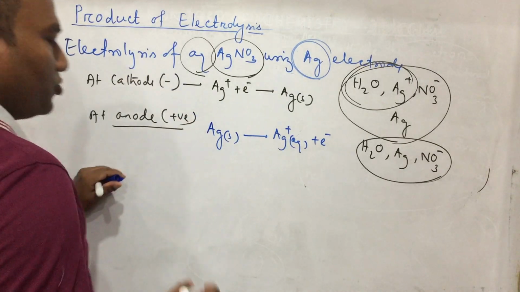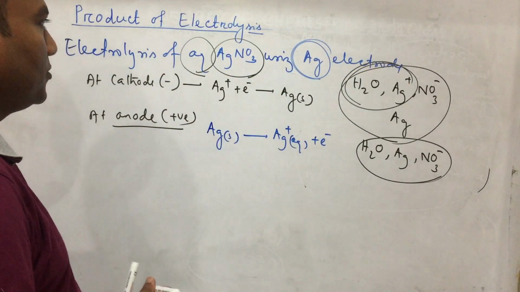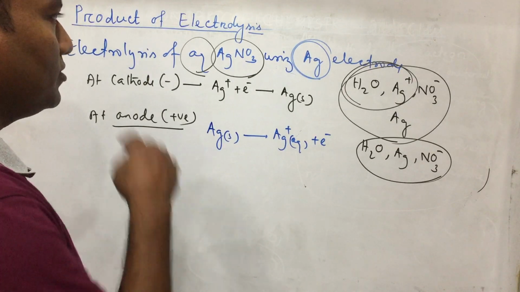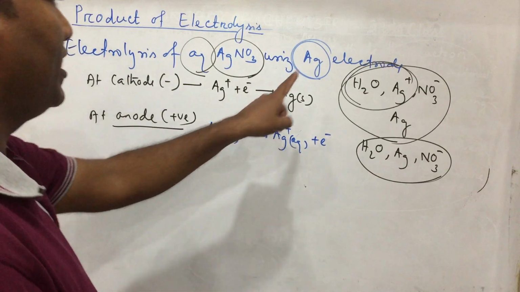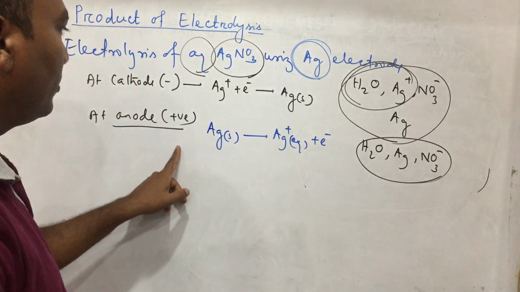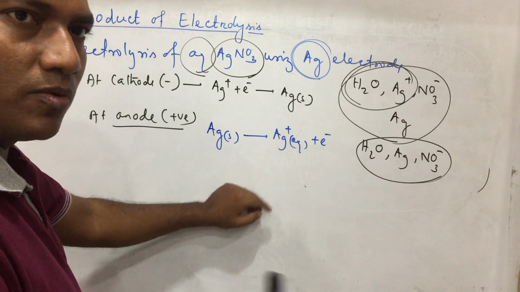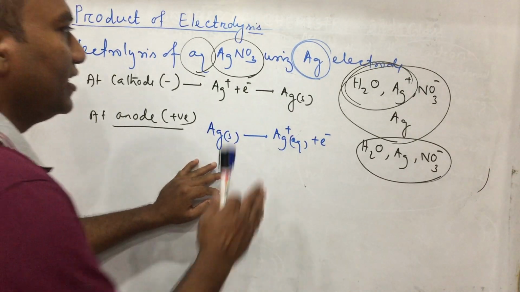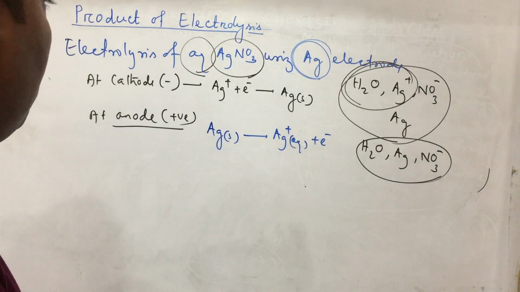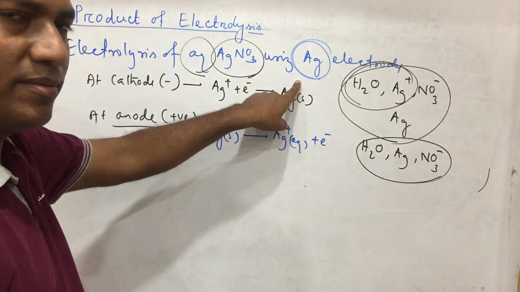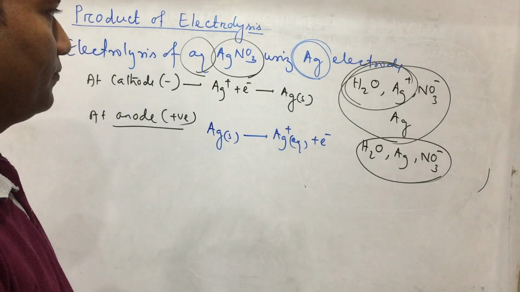So in the electrolysis of aqueous AgNO3 using silver electrode, at cathode silver metal is deposited, and at anode silver metal is decomposed. So we can say this is one example of electroplating. At cathode, which metal is deposited? Silver. So this is one example of electroplating.